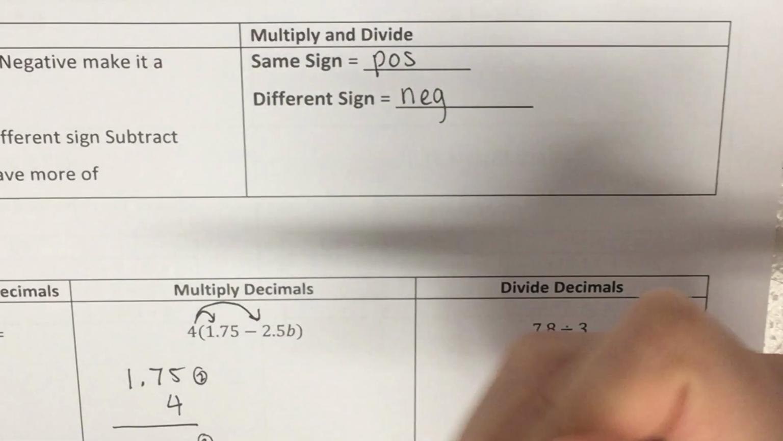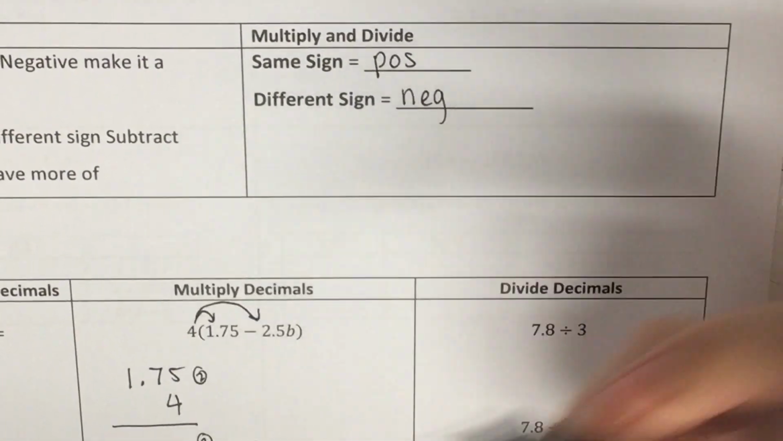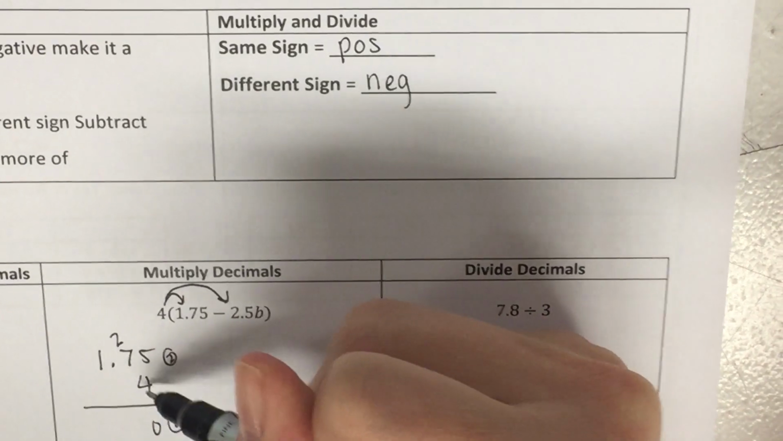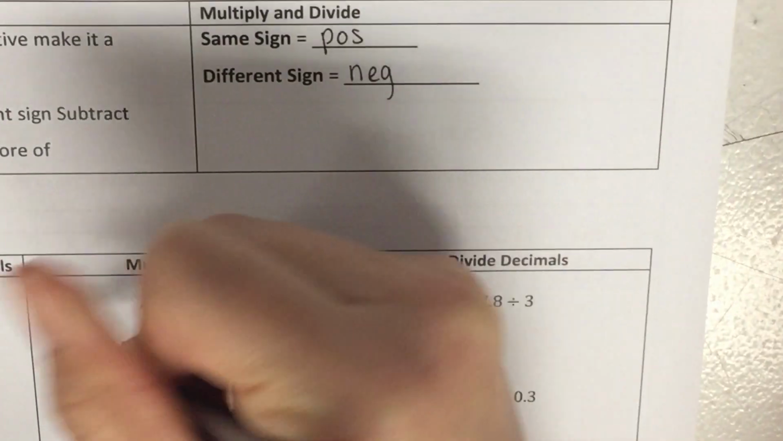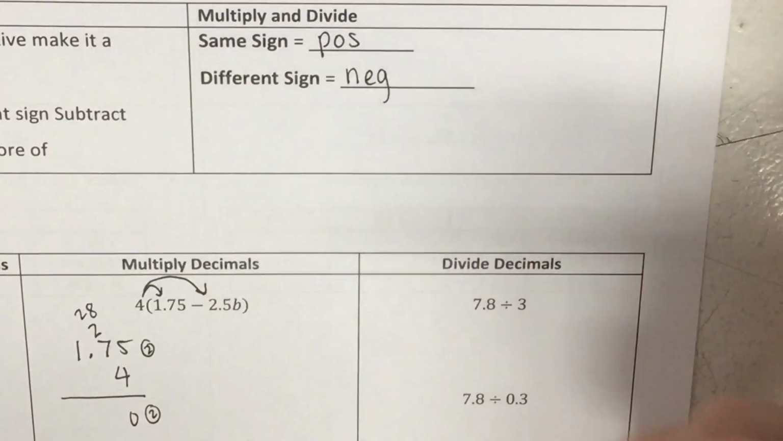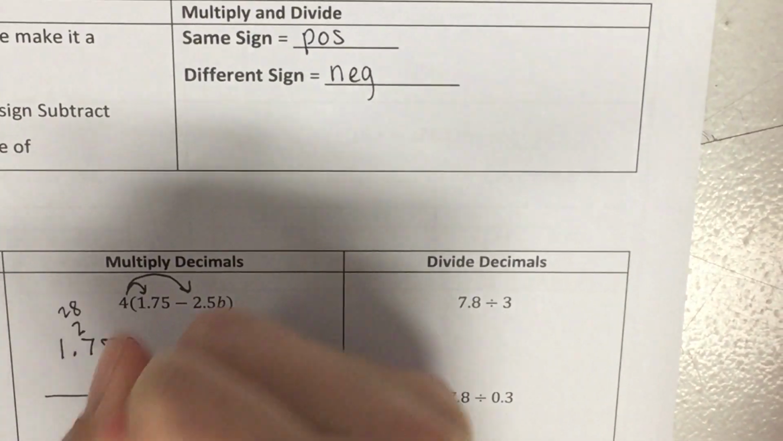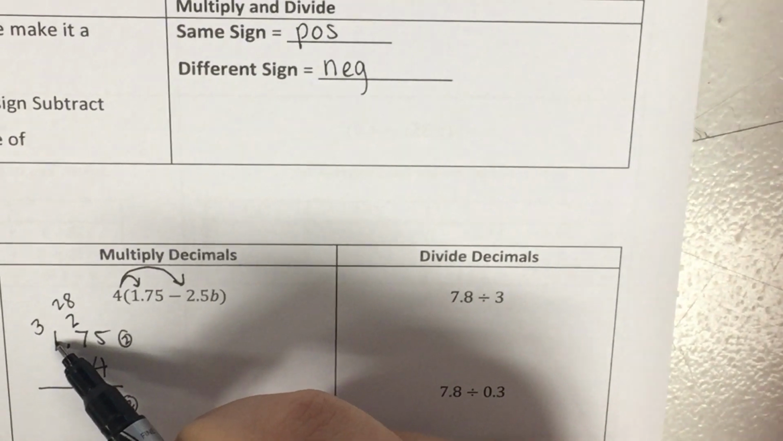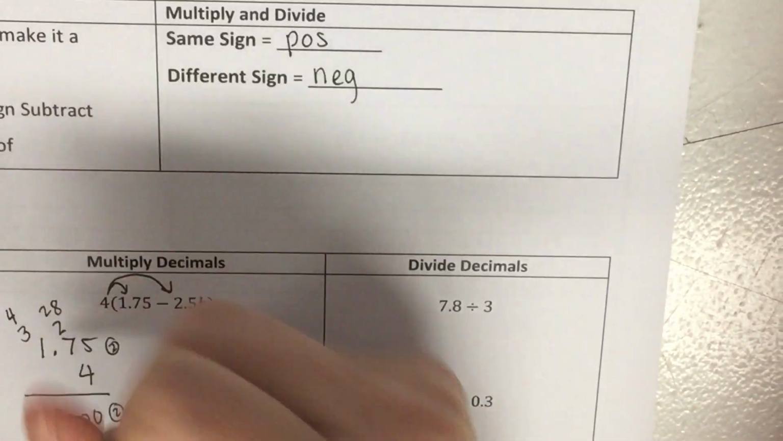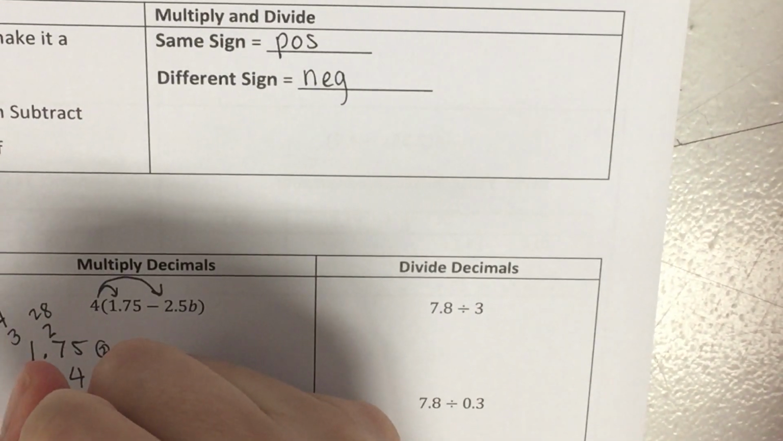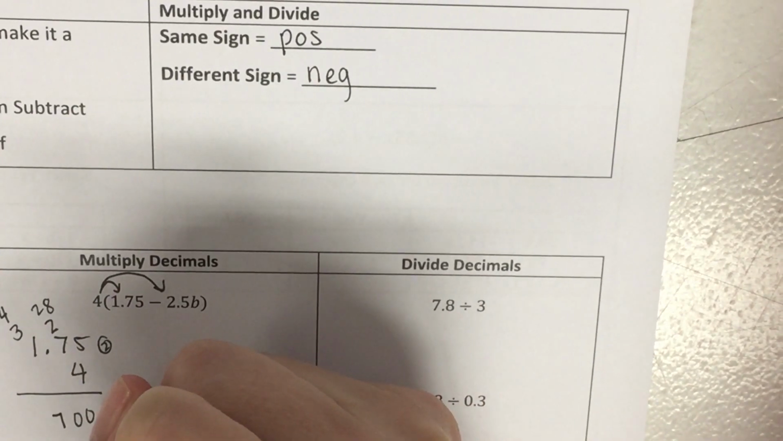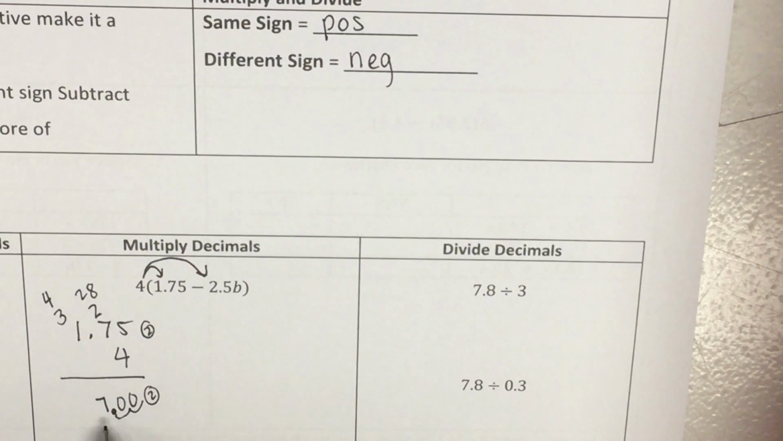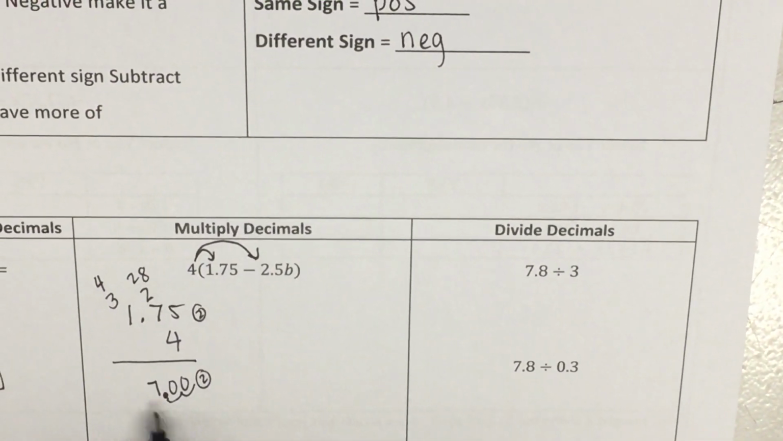So 4 times 5. 20. Good, and I carry the 2. 4 times 7. 28. Plus the 2 more. 30. And then I carry that 3. 4 times 1. 4. Plus the 3 more. 7. And I move my decimal back in 2 spots to the left. So my final answer is 7.